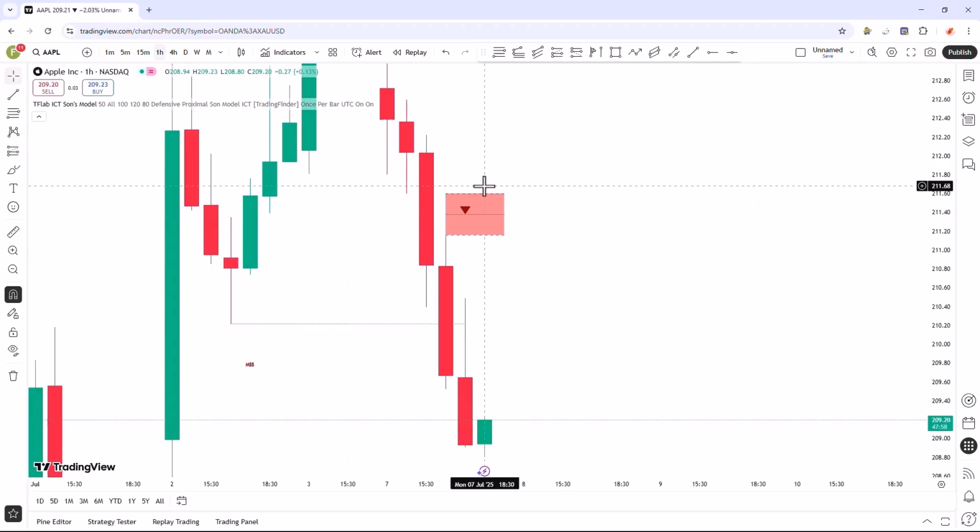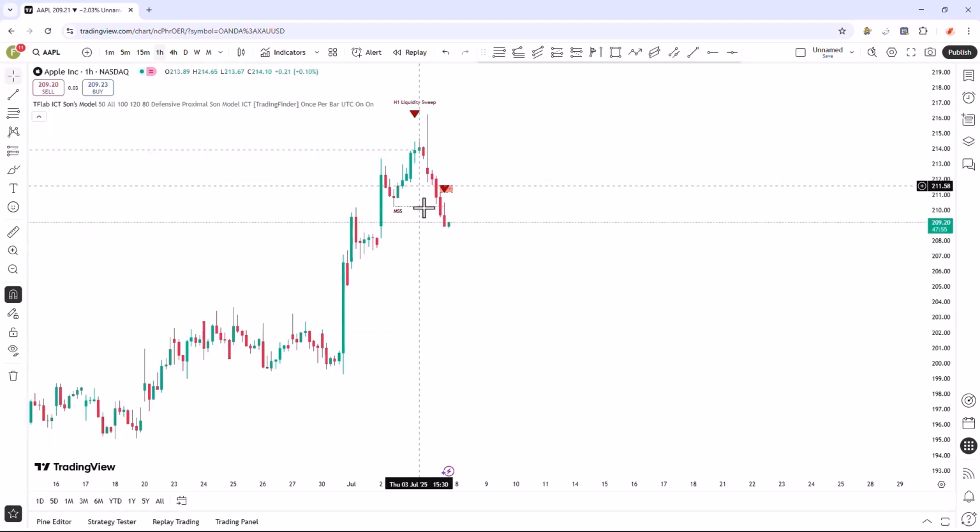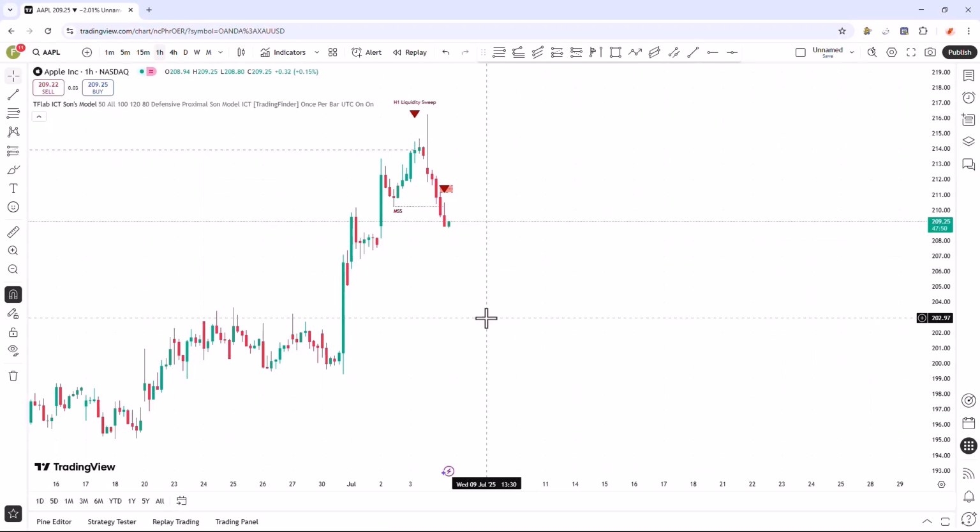Our stop loss is placed behind the FBG zone, and we can easily enter a sell trade in the market, which is likely to move toward our lower trend targets.